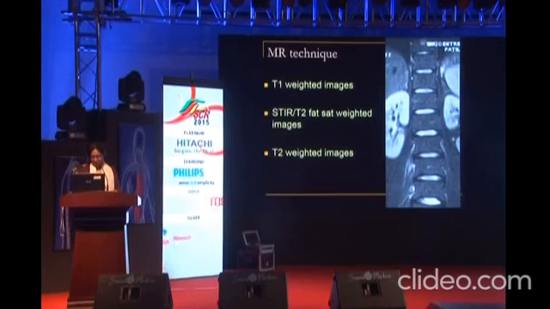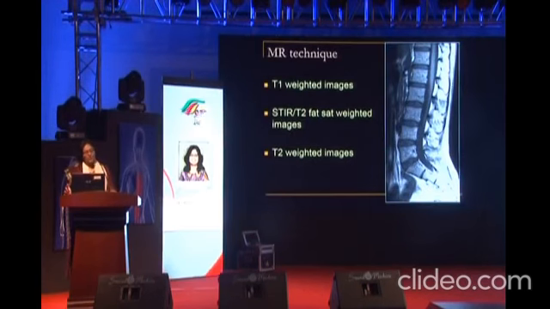So now, which are the sequences that we look at when we are imaging marrow? The most important one is the T1 weighted image. Why? Because in an adult, normal fatty marrow is bright. All the pathologies are dark, so you can see it very well in that background.